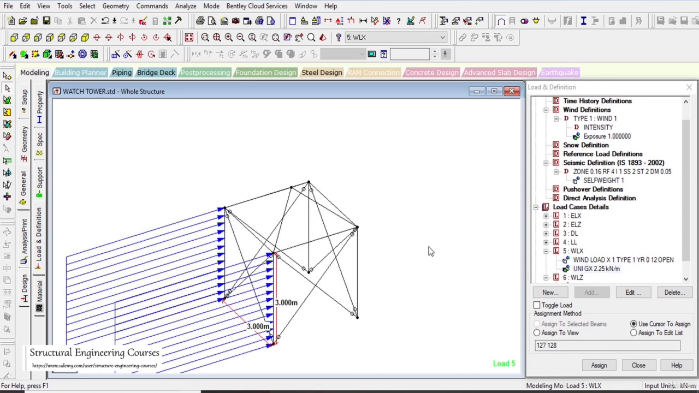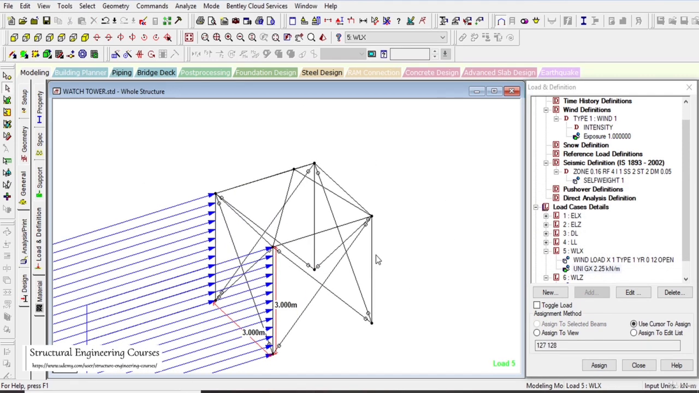So similarly, we can apply some contribution on the leeward side also. This is the windward side and this is the leeward side. In most cases it does happen that in the case of high wind, the window here must be closed. But what if this window is open? Loading can also come on the leeward side.